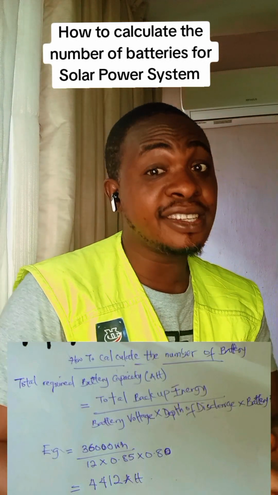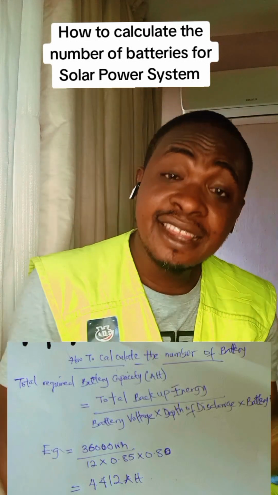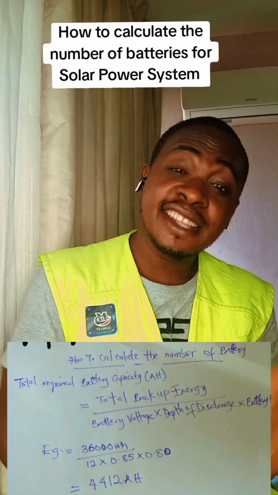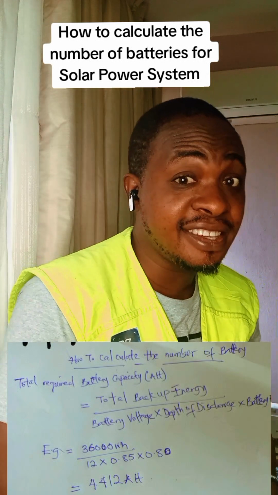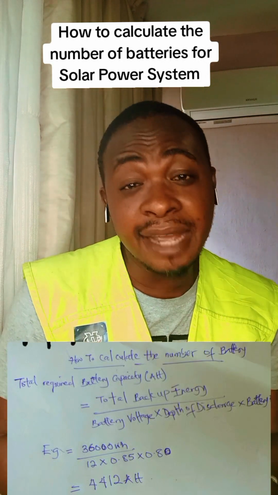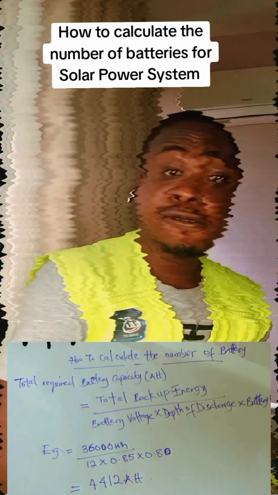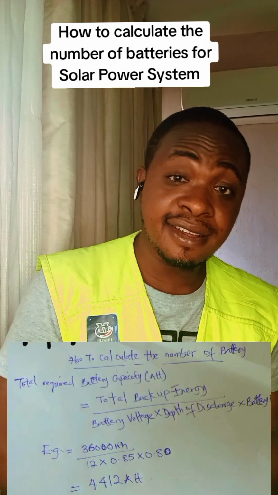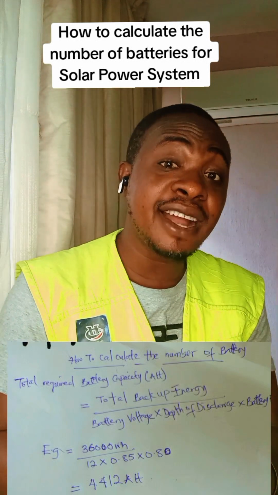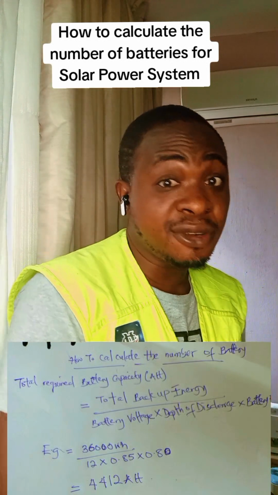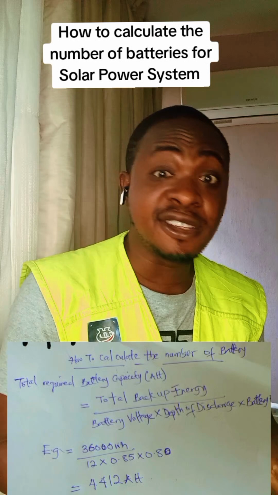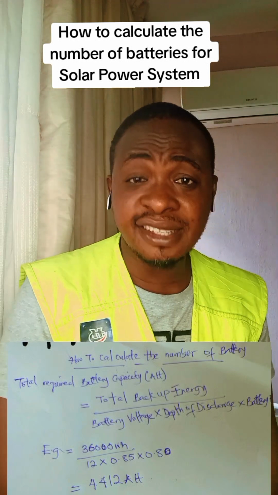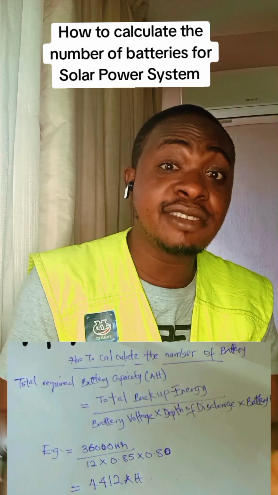Do you understand? That is the energy you require for the day divided by the battery voltage, divided by the battery efficiency, divided by the depth of discharge of the battery. For example, we have 36,000 watt hours in our calculation, so we're going to divide it. Maybe we're going for a battery voltage of 12 volts. Some will be 48 volts. It all depends. In this case, we're going for 12 volts.